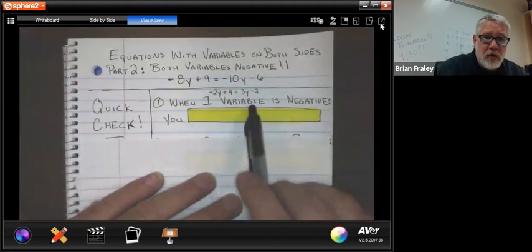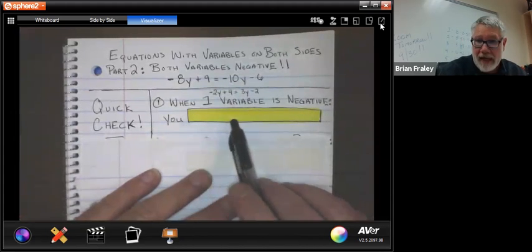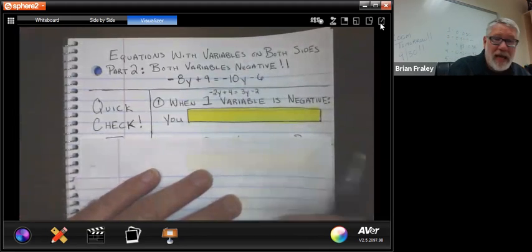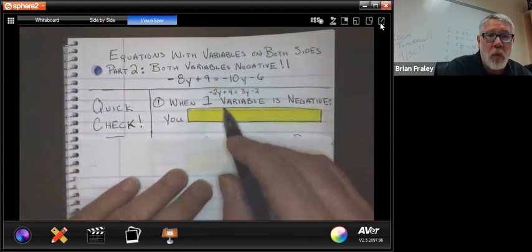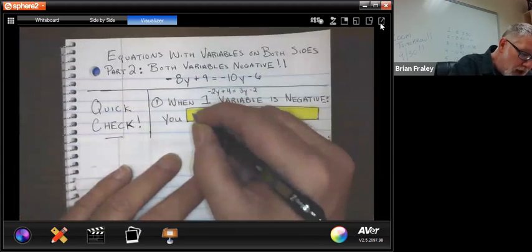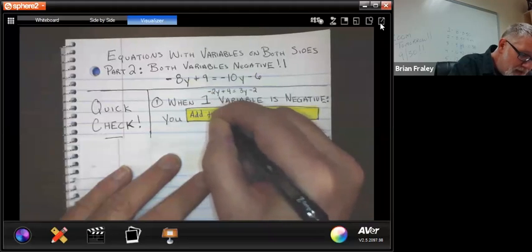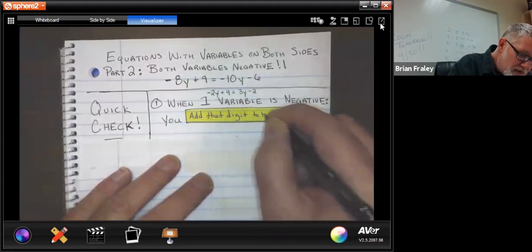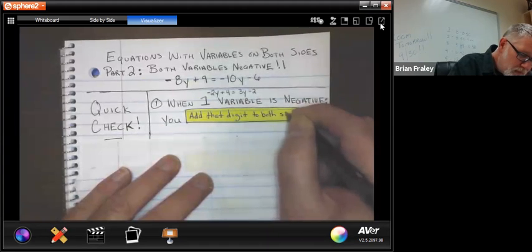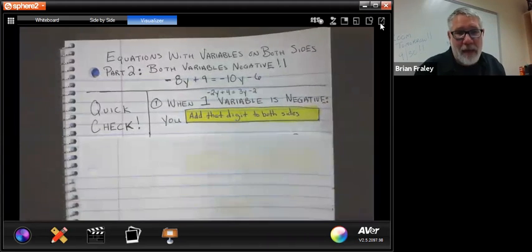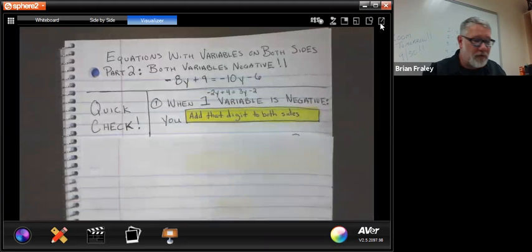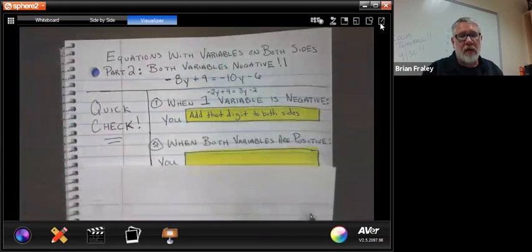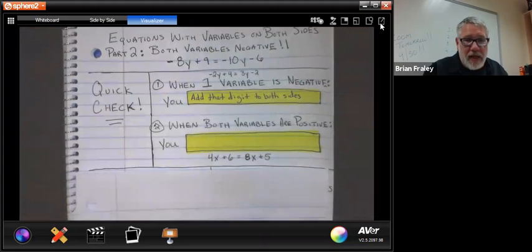Guys, what do we do when one variable is negative? You blank. Go ahead and answer that. Okay, hopefully you guys had a chance to answer that. When one variable is negative, we have been taught to add that digit to both sides. So you're adding that one to both sides, all right? For example, we would add 2y to both sides. So let's go down to the next one, and I'm going to give you a chance to answer this one.